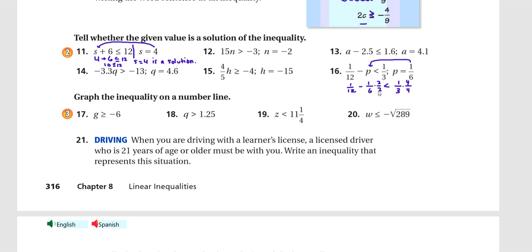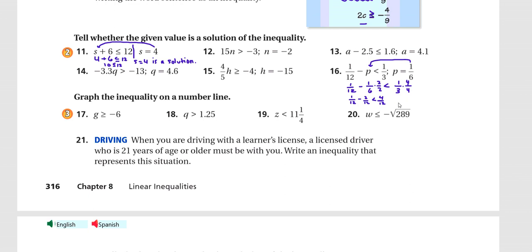1/6 is 2/12. So this becomes 1/12 minus, multiply straight across, 2. 1 times 2 is 2. 6 times 2 is 12. So 2/12 is less than, straight across, we get 1 times 4 is 4. 3 times 4 is 12. 1/12 minus 2/12 is negative 1/12. So I'm just going to move my work over to the right here, draw a little arrow. Negative 1/12 is less than 4/12.